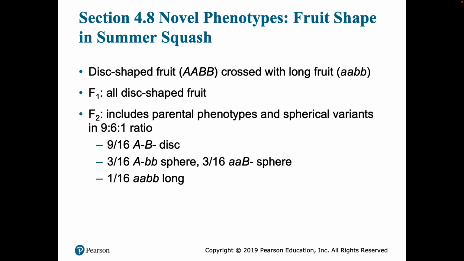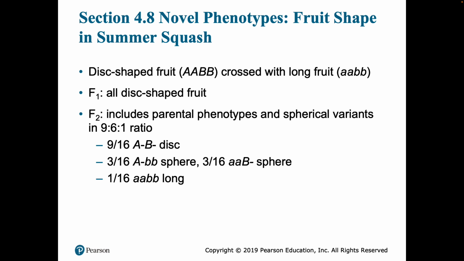And we also have situations where you could get almost like a blended or a novel phenotype. And so in this case, we're also talking about squash. And so here we have squash shape. And so if a fruit is dominant at both of those loci, the big A, big B, that is a disc-shaped fruit. If it is homozygous recessive, that is an elongated fruit.